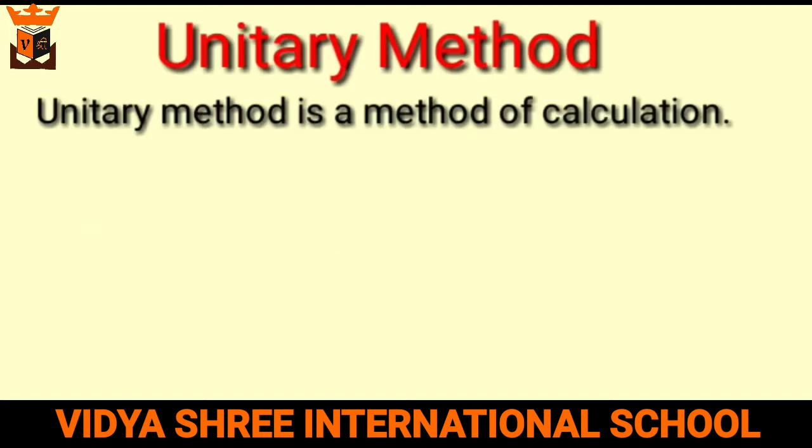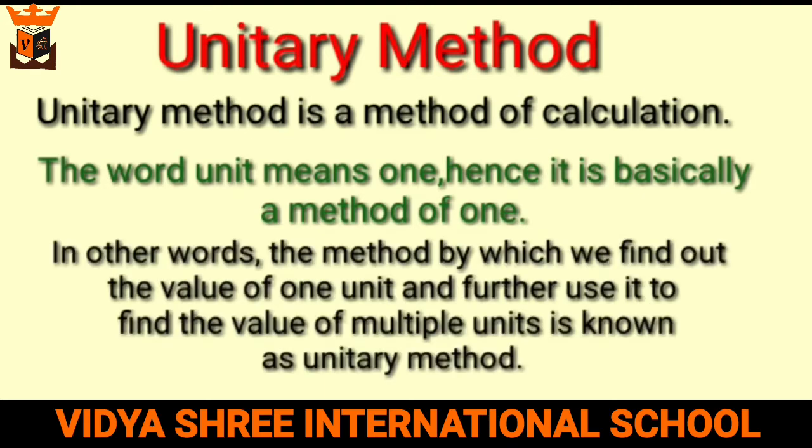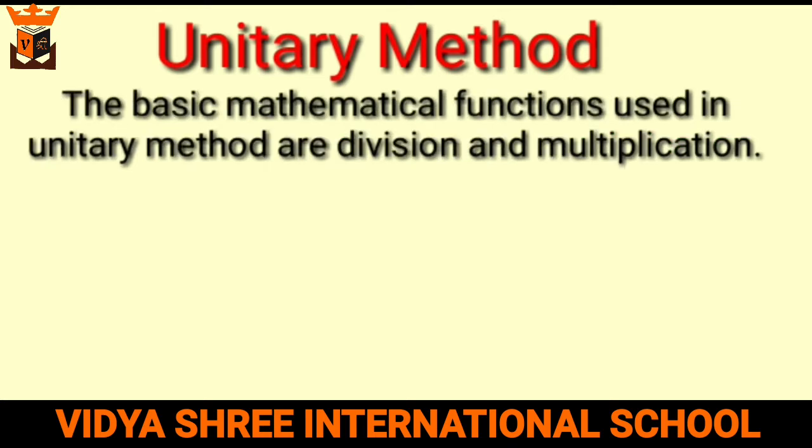Unitary method is a method of calculation. The word unit means 1. Hence, it is basically a method of 1. In other words, the method by which we find out the value of one unit and further use it to find the value of multiple units is known as unitary method. The basic mathematical functions used in unitary method are division and multiplication.